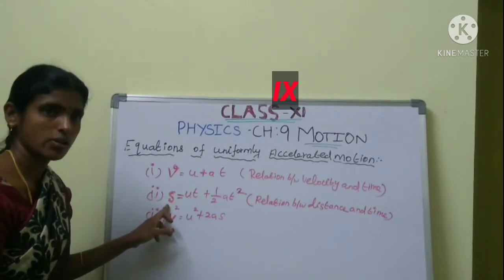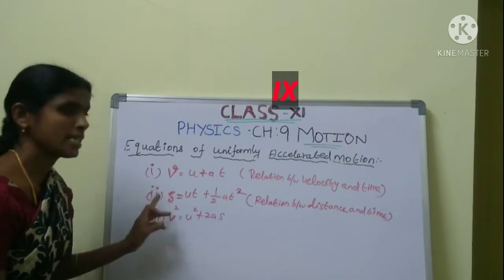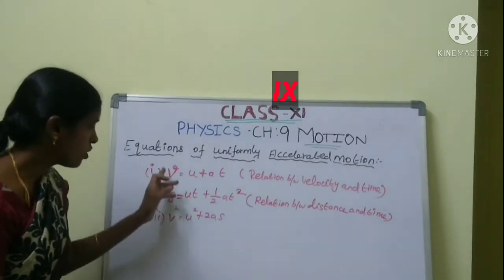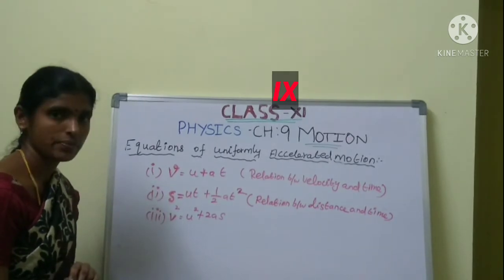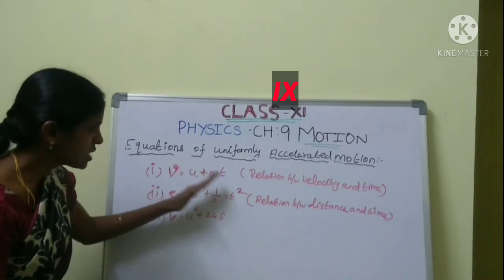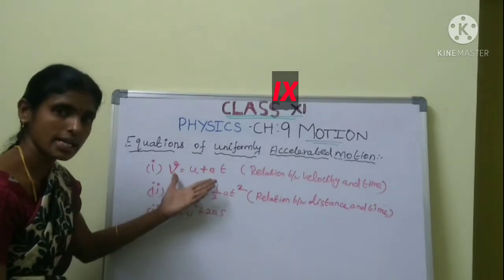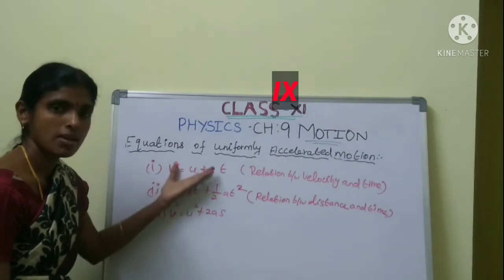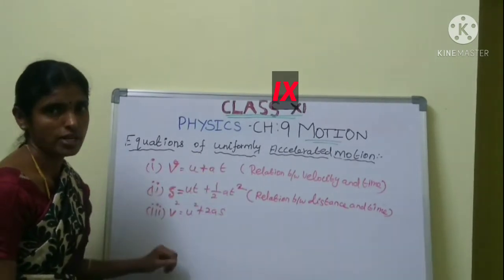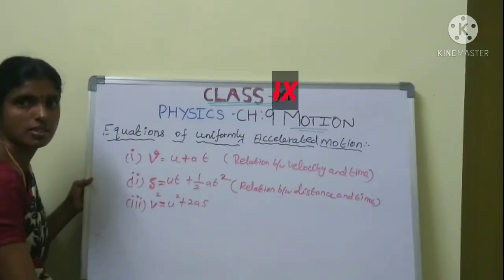I will give many numericals. So if we want to calculate the distance, the final velocity, or the initial velocity, we use these equations. Then we can calculate the displacement of the object, the final velocity of the object, and the initial velocity of the object. Are you clear? Okay, see here.